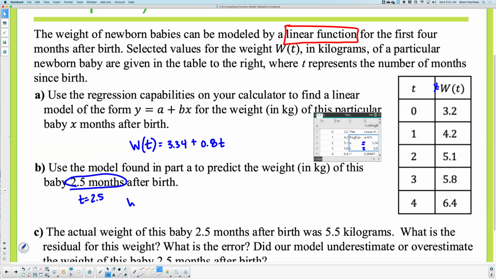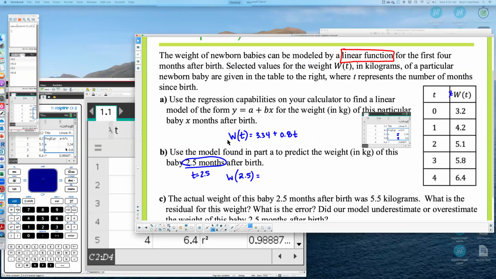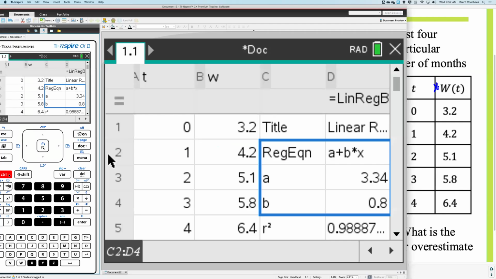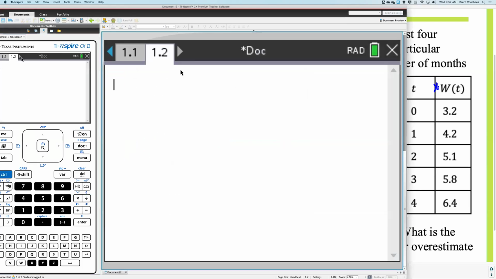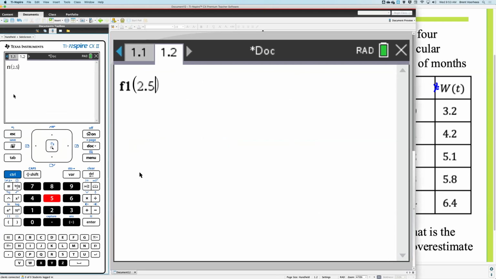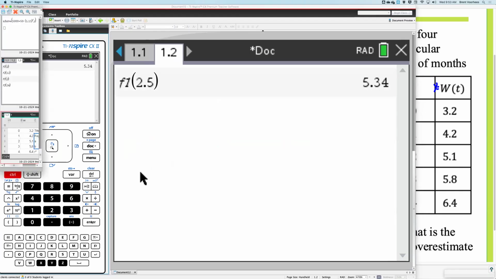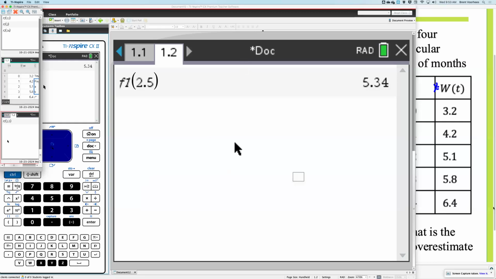So now what we're going to do is we're going to go to the calculator and type in not W of 2.5. What are we going to type in instead? F1 of 2.5. So hit Control. What button do you press to get a new page? Control Doc. Add a calculator. F1 of 2.5. When you hit enter, you getting 5.34? Yep. Perfect.